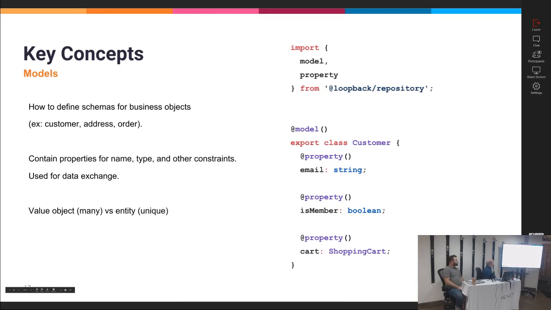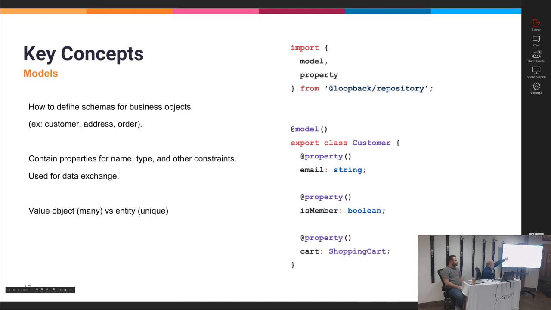Next is the idea of models. This is how we define those schemas for different business objects within the system. Examples would be customer, address, and order. These can contain properties like name, types, and whatever other constraints, maybe some validation. But they're basically just used for data exchange to make sure we're all speaking the same language. There's two different types. There's the value object, which there can be many of, versus the entity, which there can only be one.